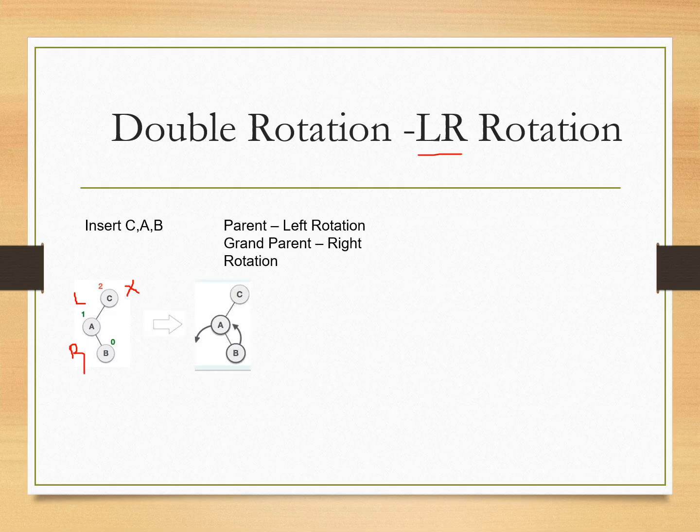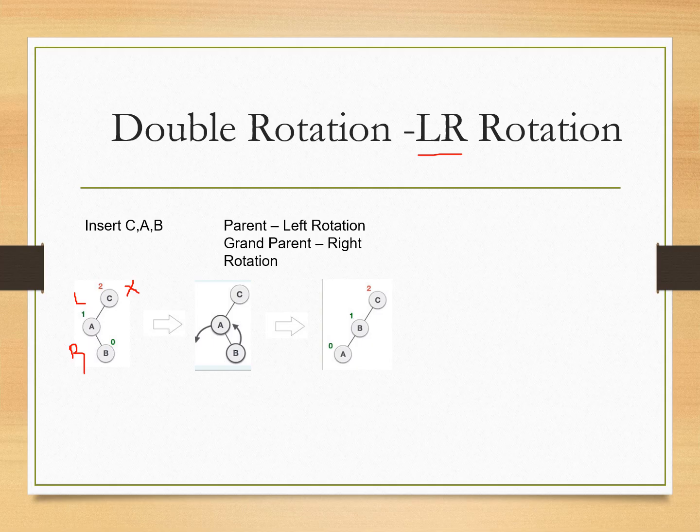See, first the parent is rotated left, after inserting this B only. So B's parent is A, grandparent is C. So parent is rotated left. So when I rotate A to the left, what will happen? B comes to the left of C and A comes to the left of B. I repeat, when I rotate A to the left, B comes to the left of C and A comes to the left of B, like this.